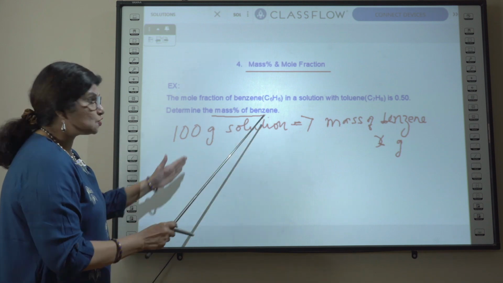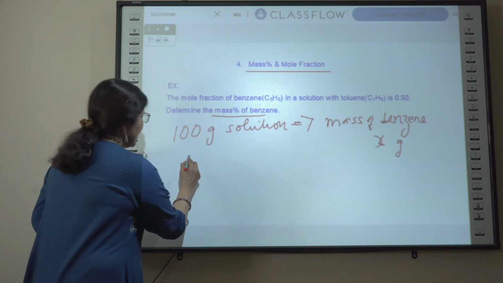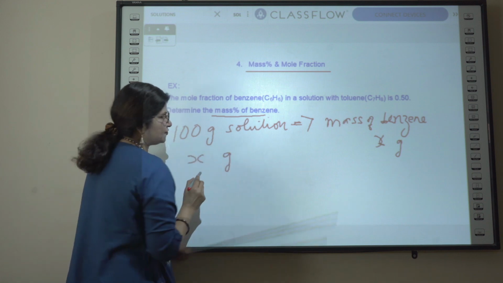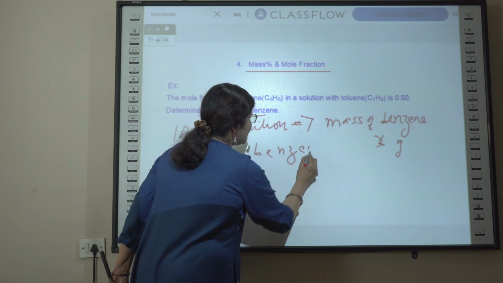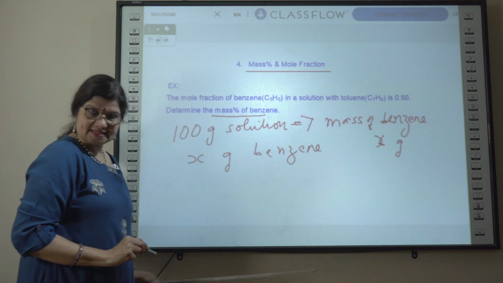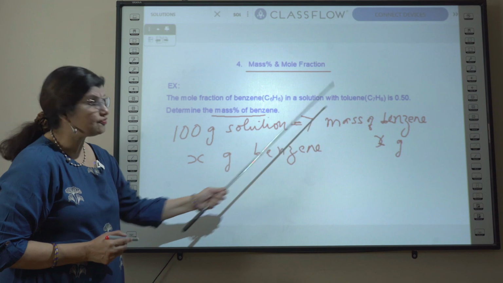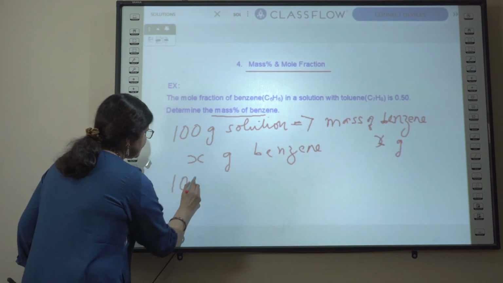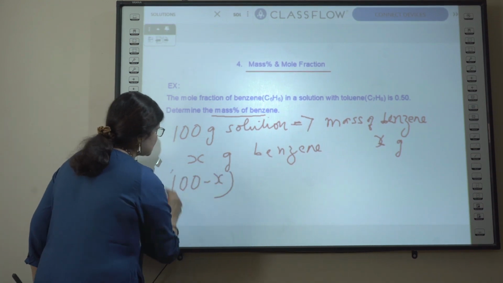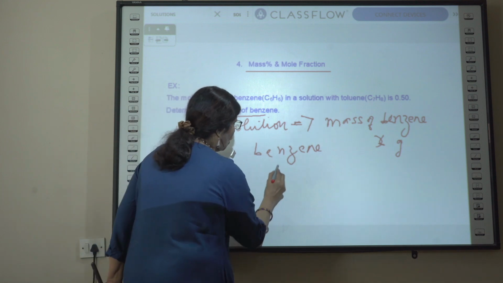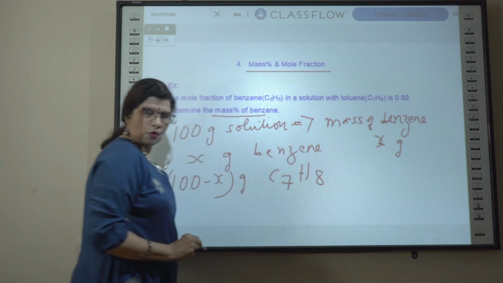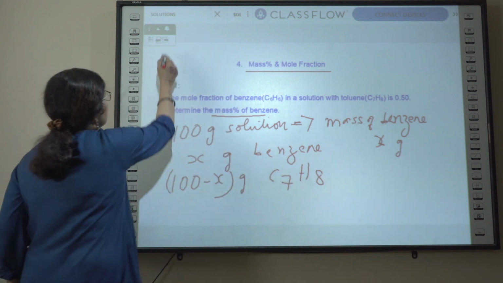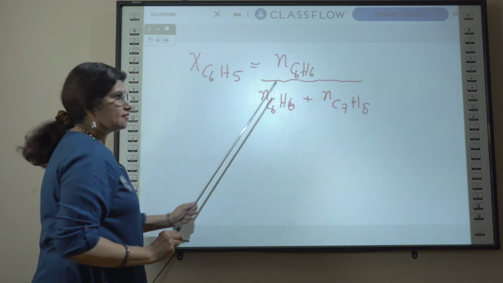So 100 grams of the solution contains X grams of benzene. So the mass of benzene in 100 grams of the solution is X grams. So what will be the mass of toluene? 100 minus X grams will be the mass of toluene, C7H8. So with this information, let's substitute in this formula.